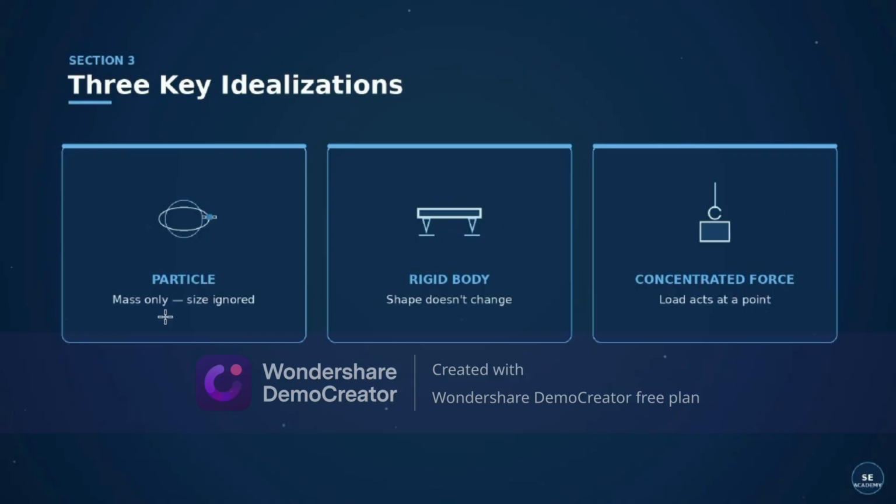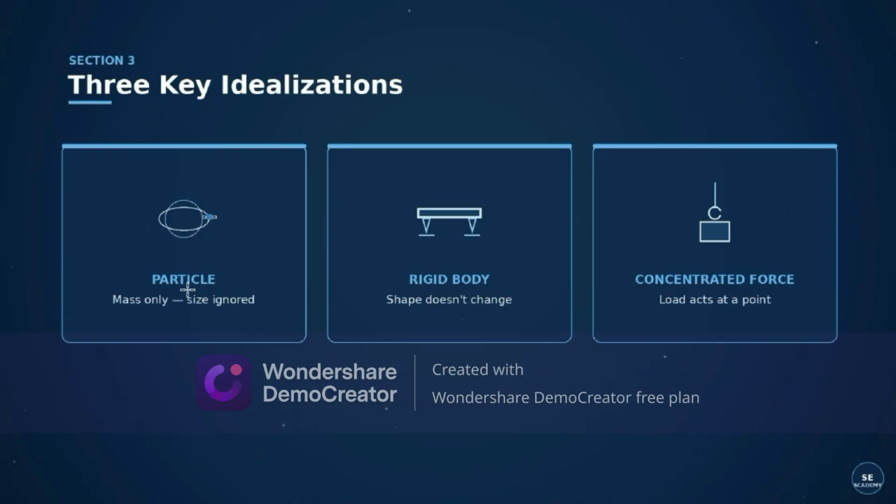Another one is the rigid body. A rigid body doesn't change shape under load. Think steel beams or concrete columns. They don't change shape under load. So that's the difference between a particle and a rigid body. And a concentrated force represents a distributed load acting at a single point, like a hook lifting a load. So those are the three idealizations.